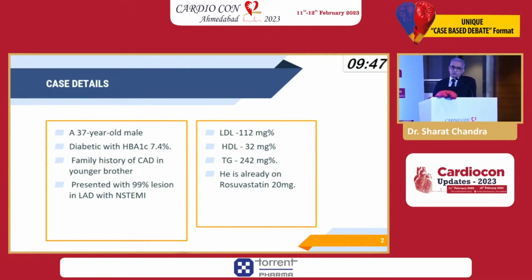LDL is 112, and the triglycerides are elevated, but I wouldn't give too much importance to the TG here because he has uncontrolled diabetes, and therefore I would say if you control it, the TG would come down. So the emphasis should be on the statin, should be on the LDL, because he's already getting 20 milligrams of Rosuvastatin, which is a good dose. It is considered a high dose statin. So what do you think of in this patient?